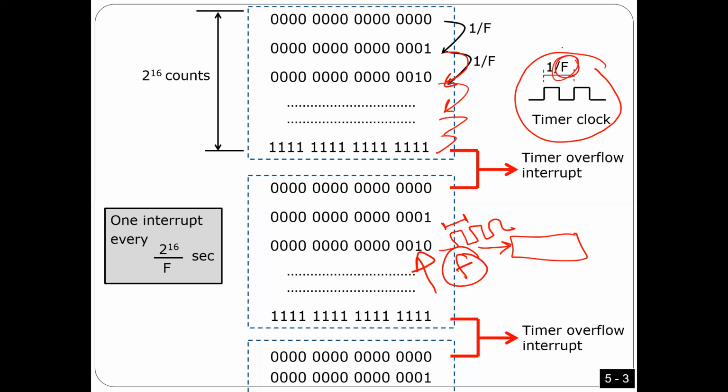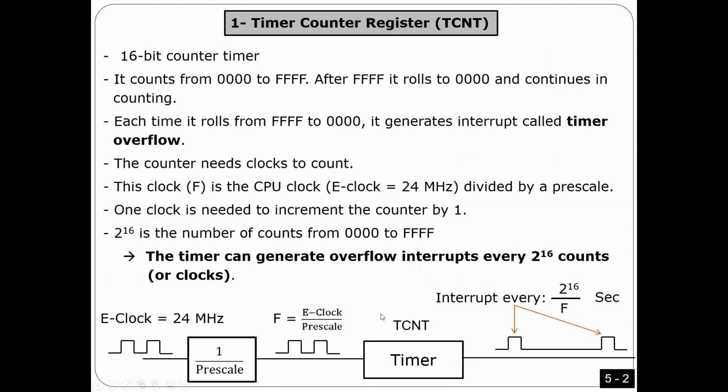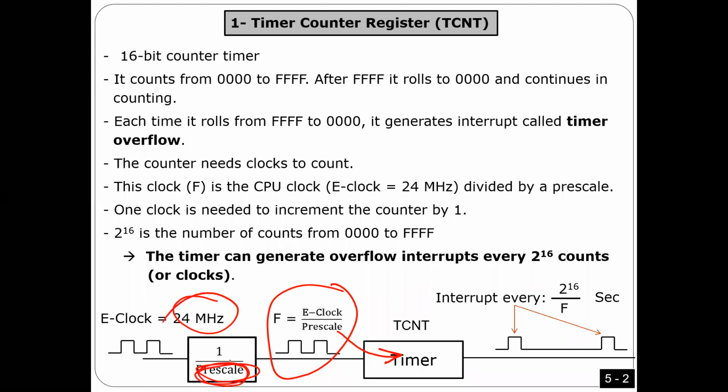So what is f? How can we get this clock? It's explained here. This clock is our E clock, the system clock, which is 24 megahertz. Then we divide this by what we call the prescaler, and this will be the clock of the timer or the counter. So again, this is fixed at 24 megahertz. All you can do is program the prescaler here, in order to control the frequency. And by controlling the frequency, you can control the speed of counting. Is that okay, guys? Any questions?